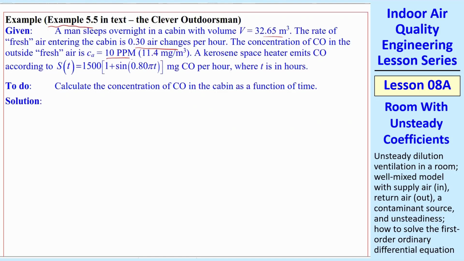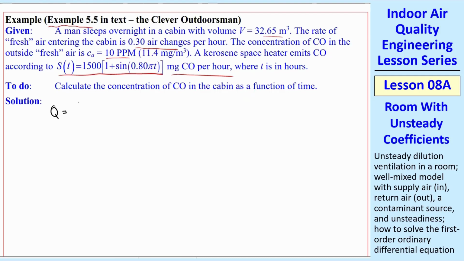He has a kerosene space heater that emits carbon monoxide according to a periodic function, and that's milligrams of CO per hour. T is in hours here, not minutes. I want to calculate the concentration of CO in the cabin as a function of time. This is very similar to the previous problem.